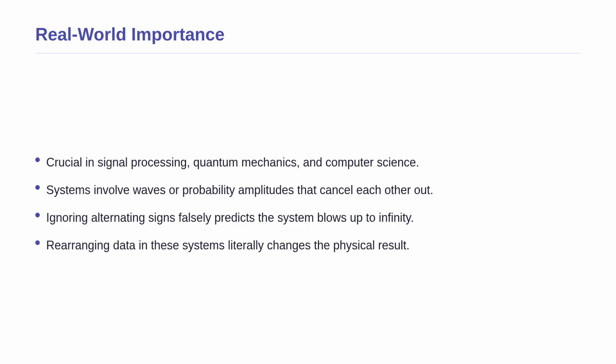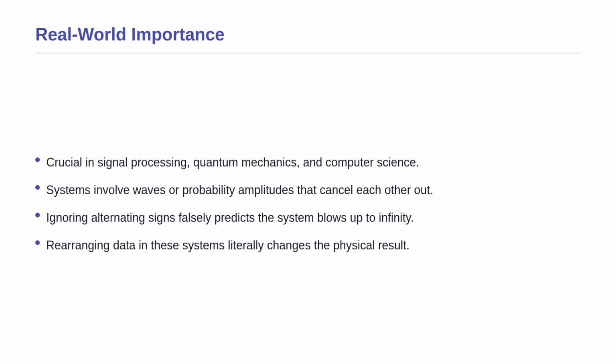You might wonder why this matters outside of pure math. Understanding conditional convergence is incredibly important in fields like signal processing, quantum mechanics, and computer science. In these real-world applications, systems often involve waves or probability amplitudes that alternate in sign and cancel each other out.